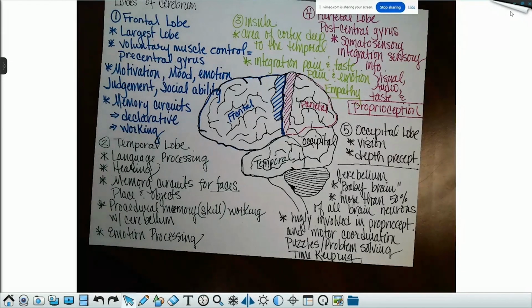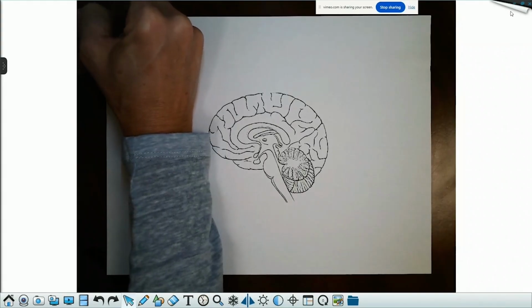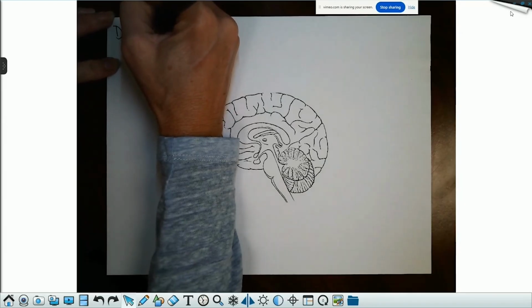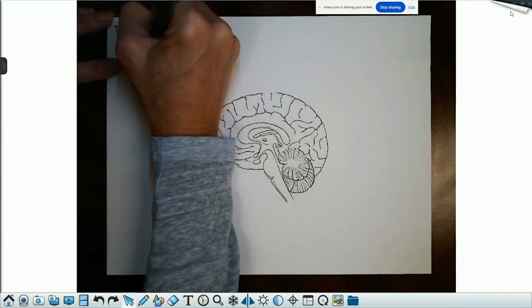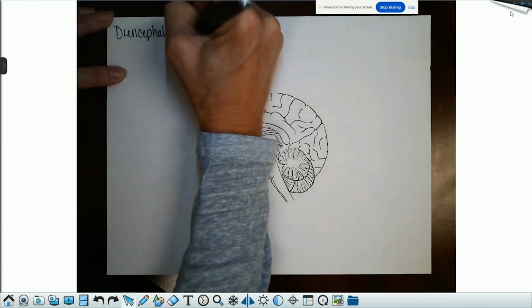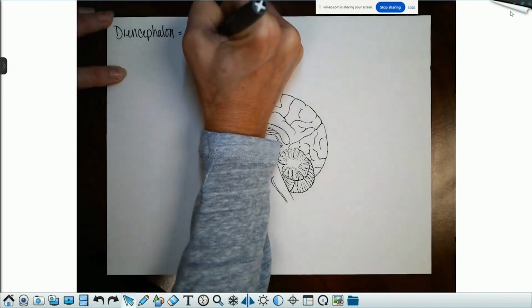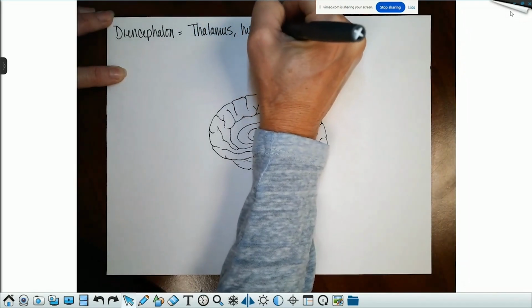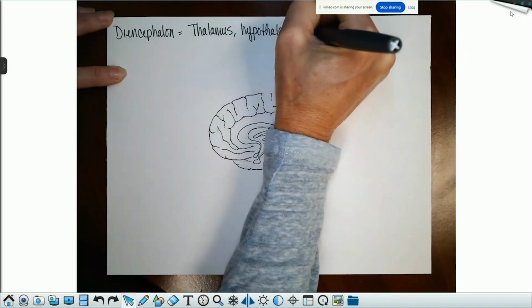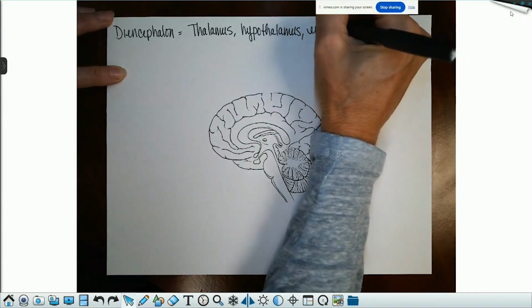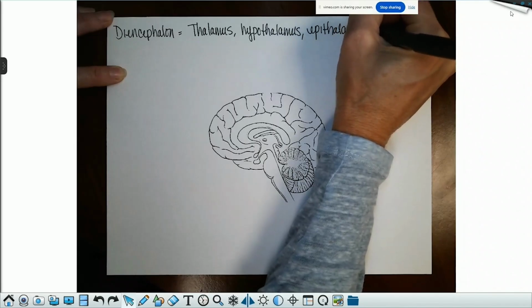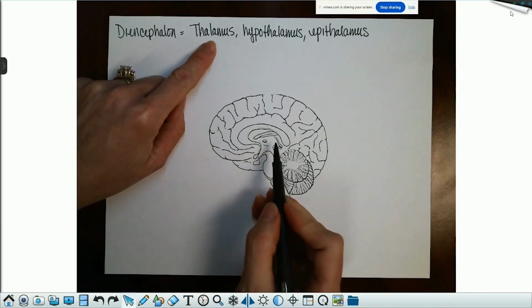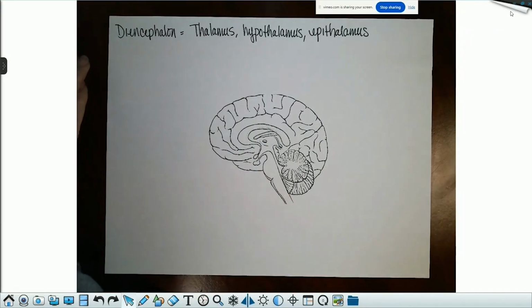The diencephalon is a structure within the brain composed of 3 elements. So we have the thalamus, we have the hypothalamus, and we have the epithalamus. Okay? So, the thalamus should be center, right in the center.